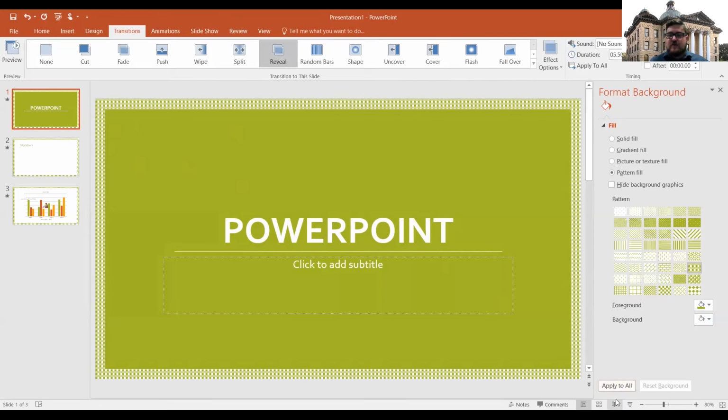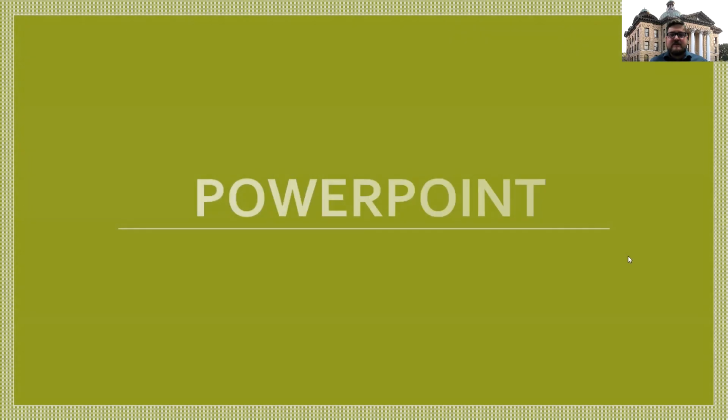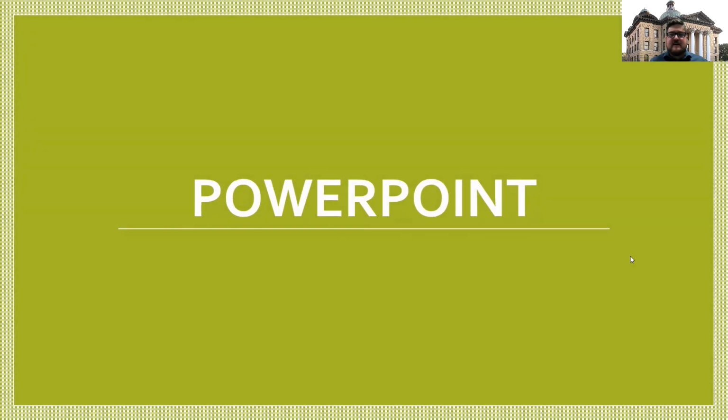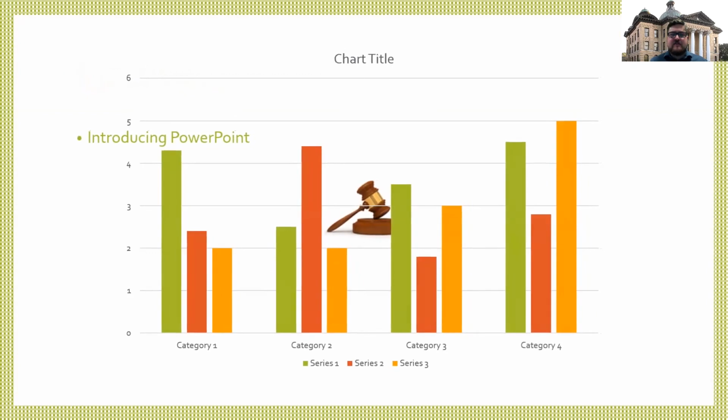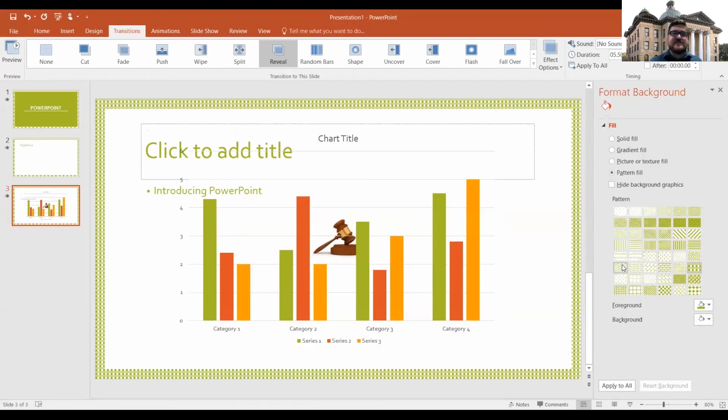Just to show you what it looks like, let's hit our slideshow option here. There you go. Kind of fades in. I'm going to click. And again, that moves to our next slide, objectives. And there you go. There's our chart and our gavel. Okay. So that's how transitions work.